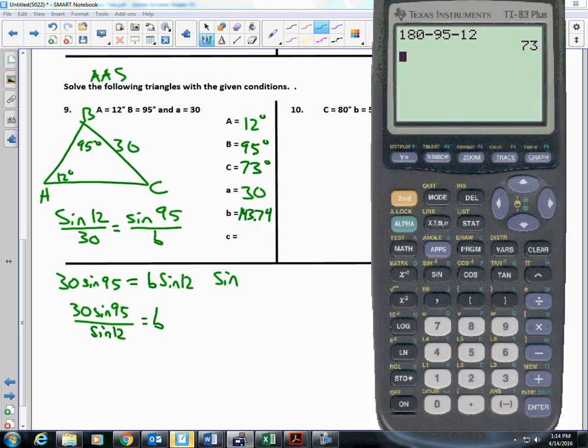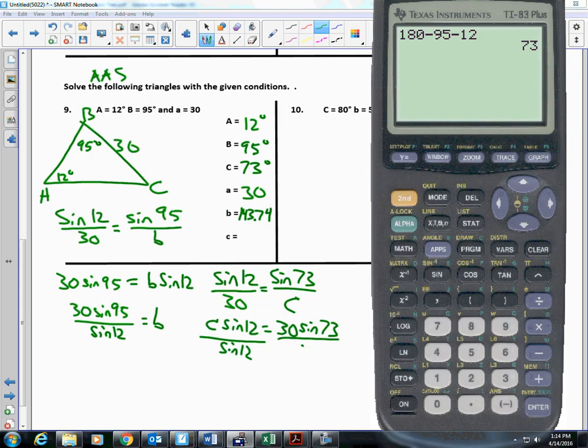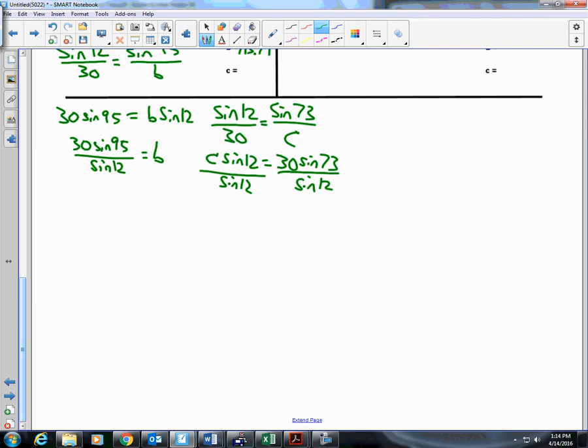You can choose either A or B in this scenario because you know both those angles. I'm going to choose 12 over 30, because I like to just stay with what I did before, equals the sine of 73 over C. I cross multiply: C sine of 12 is equal to 30 sine of 73. Divide by the sine of 12. C is equal to 30 sine of 73 divided by the sine of 12.